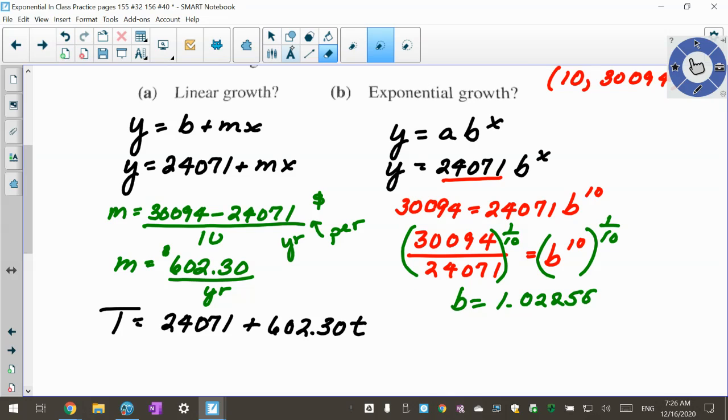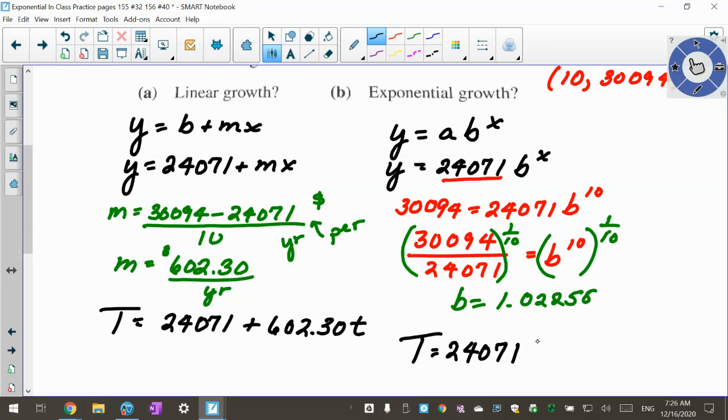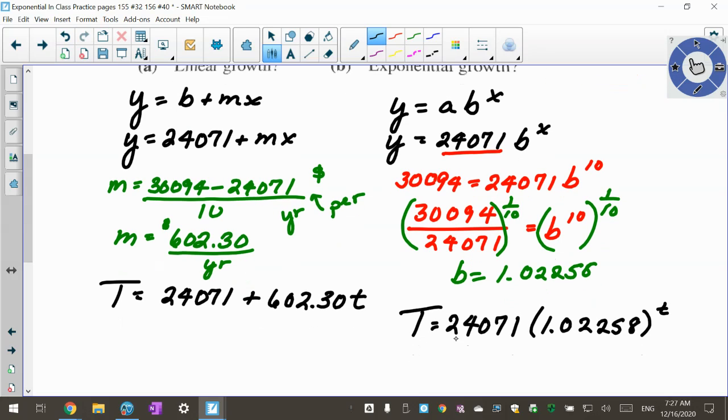So my tuition equation, if I assumed it's exponential growth, is going to be T equals, starts the same just because I was given that, and it's going to be 1.02258 to the little t. All right. Now, the one thing I want you to know is this one tells me that it's starting at $24,071 in 2003, and it's growing, cover the one, move this over 2, 2.258% per year.